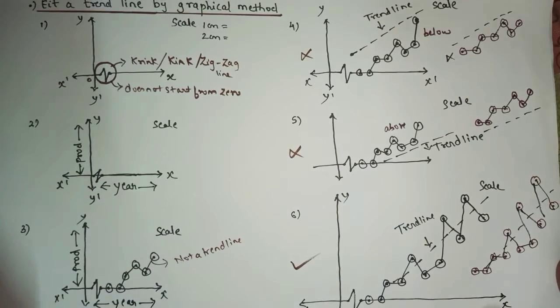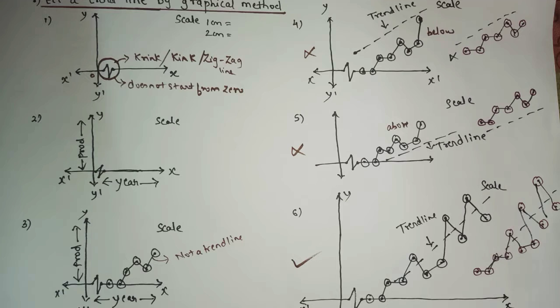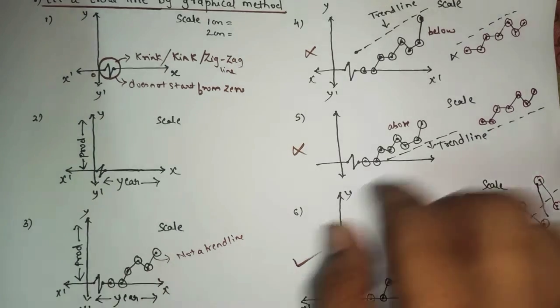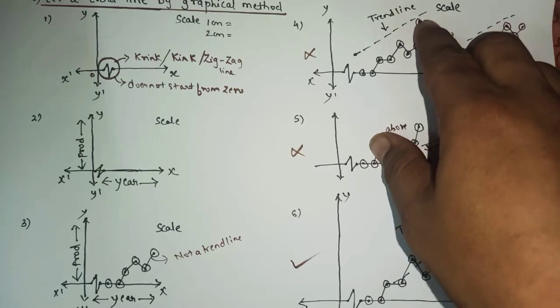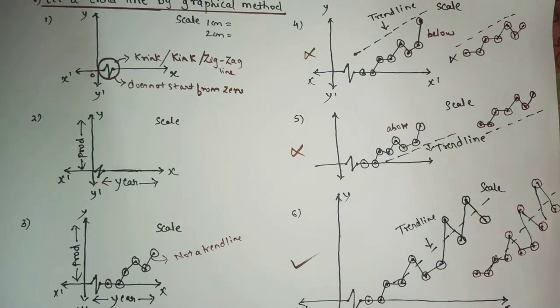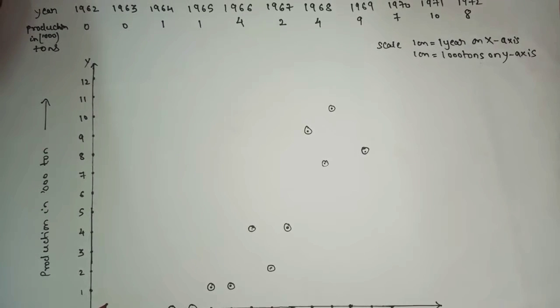So let's begin with the sum. We'll take one sum, so you will come to know exactly how to fit a trend line. And remember, this is not a trend line. We show the trend line by dotted lines. Okay, so now we'll take one sum.